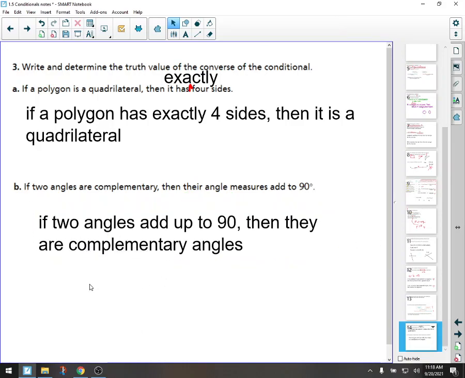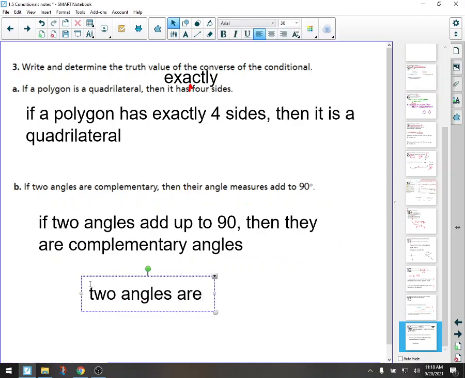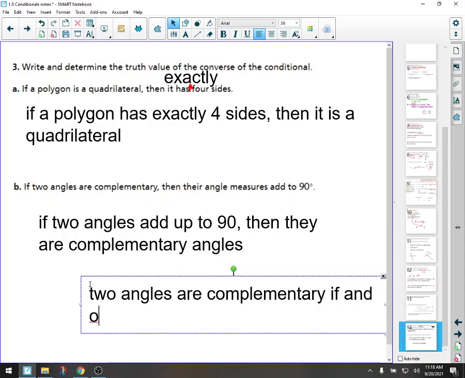So we could use, two angles are complementary, I always want to write complementary with an I, if and only if they add up to 90.